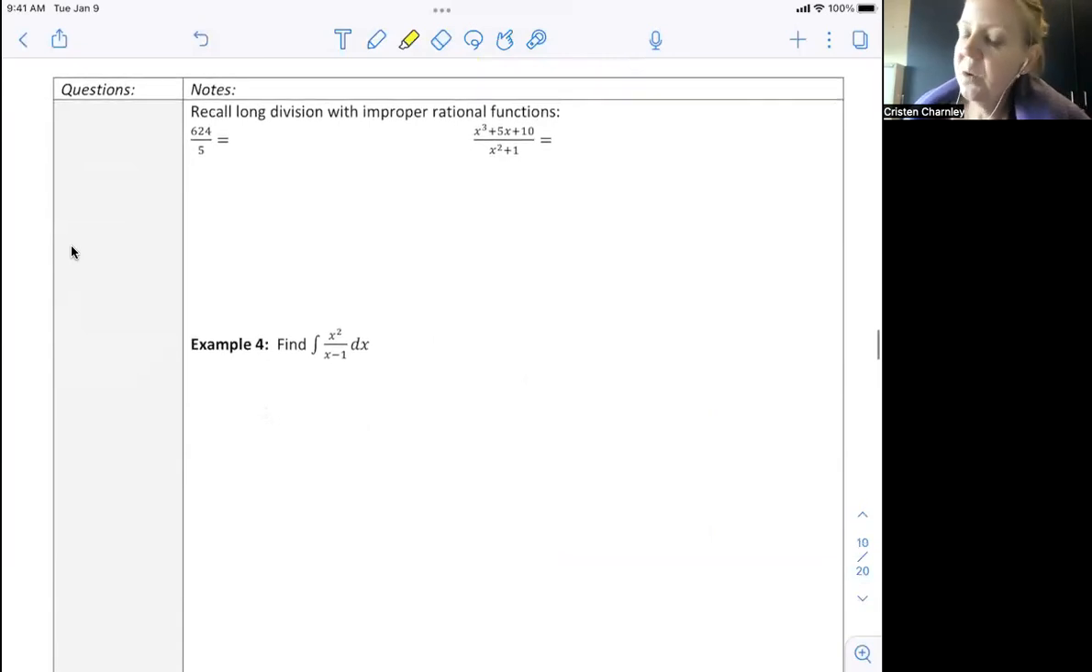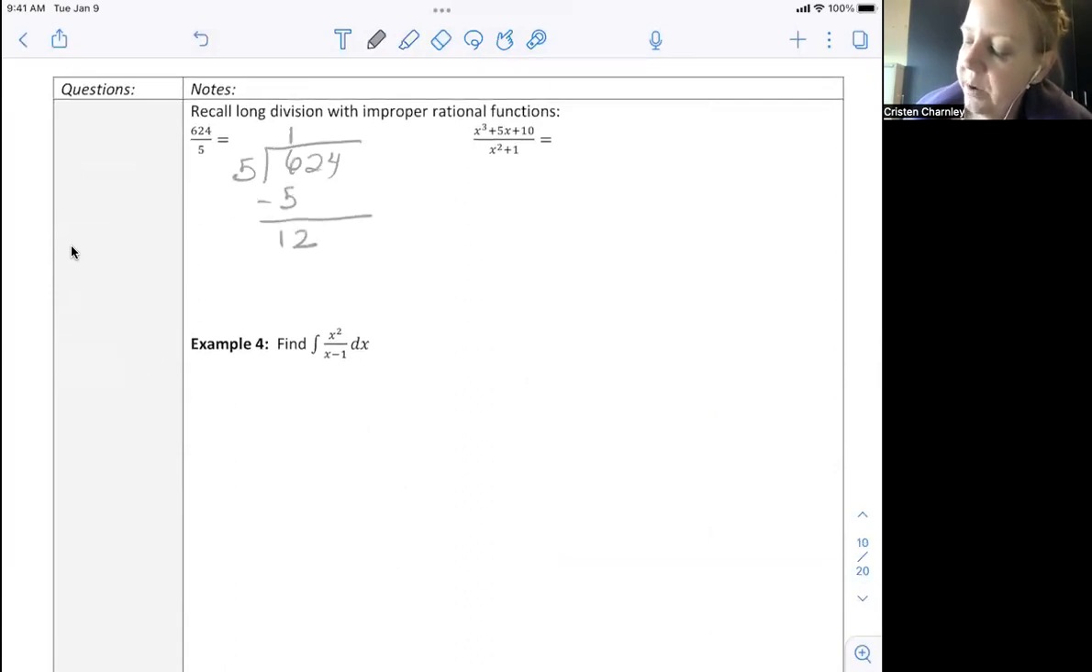Now, going way back to middle school, remember long division. So what does long division look like? Well, 624 over 5, we could write as 624 divided by 5. So then you ask yourself, okay, how many times does 5 go into 6? It goes once. 1 times 5 is 5. Subtract, I get a 12. 5 goes into 12 twice. 2 times 5 is 10. Subtract, I get a 24.